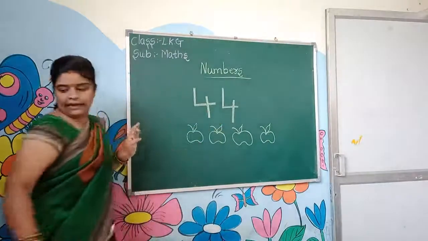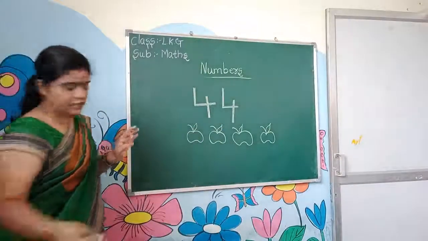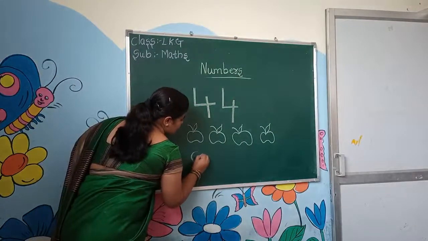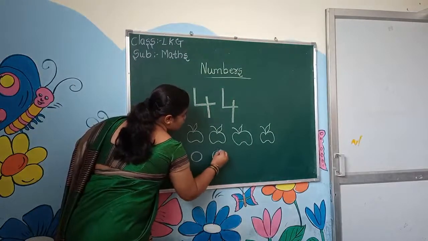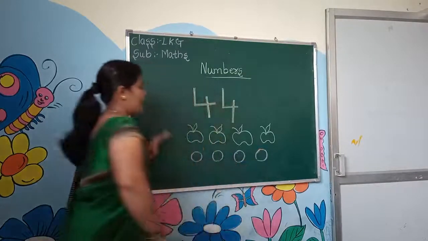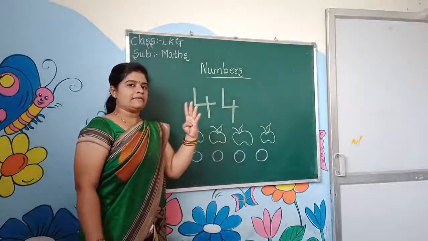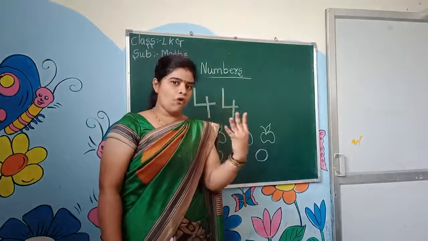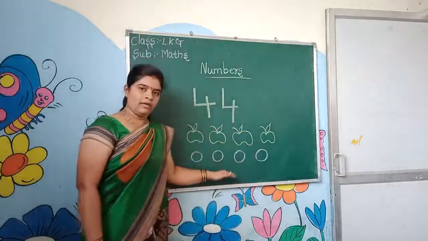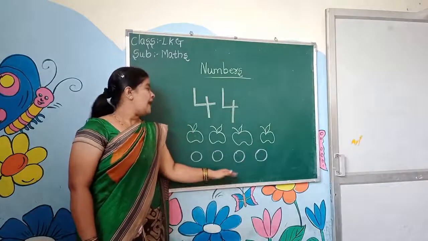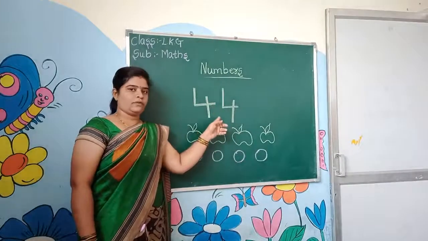Yes. Then, another example I show you. I am drawing here circles. 1, 2, 3, 4. I am drawing here 4 circles, because today we are learning number 4. That's why I am drawing here 4 circles. Okay, children. Yes, this is our number 4.